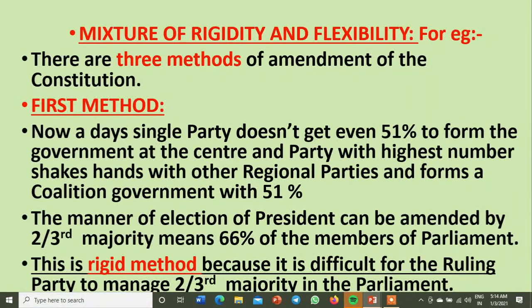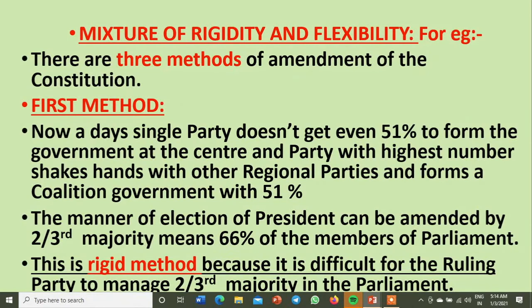Now the next feature is a mixture of rigidity and flexibility. Yes, some of the articles of the constitution need amendment through a rigid method and some can be amended very flexibly. Now I will talk about it in detail. There are three methods of amendment of the constitution.